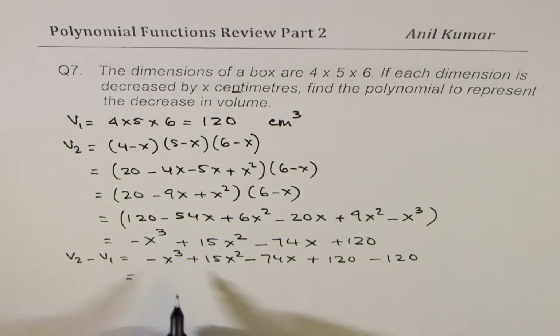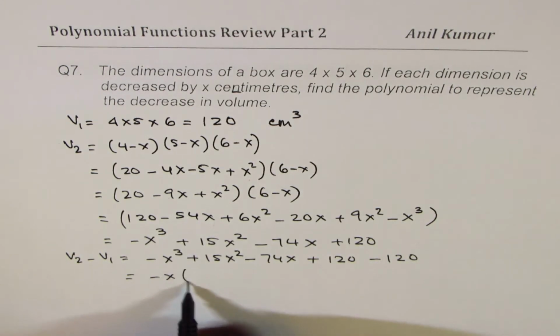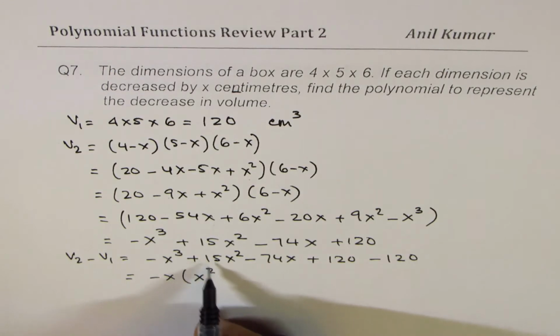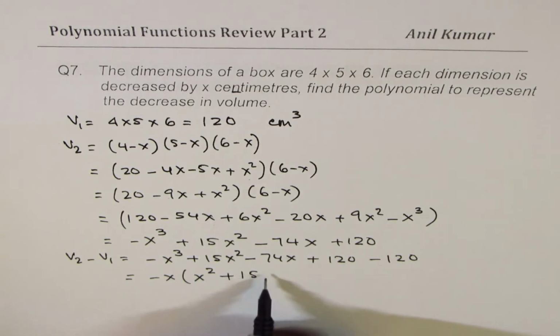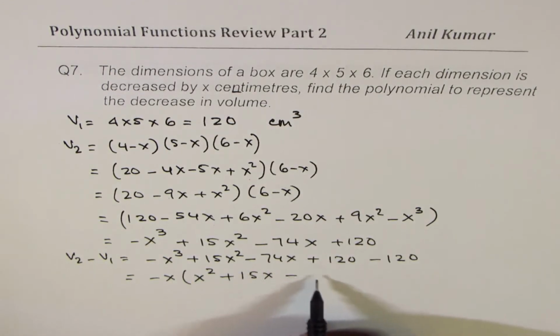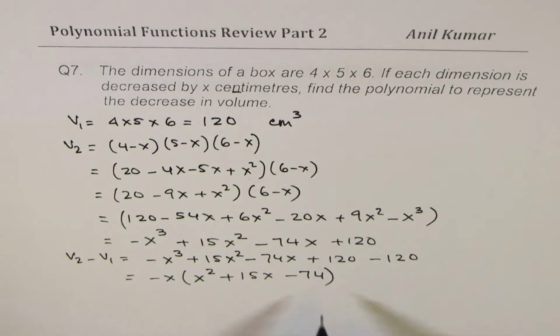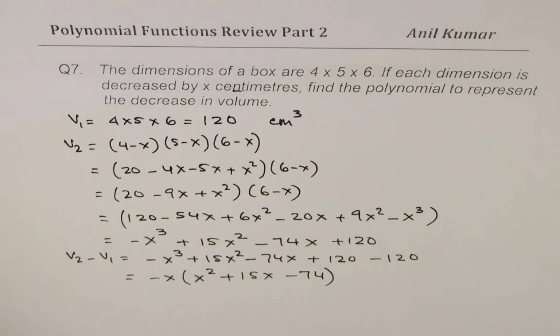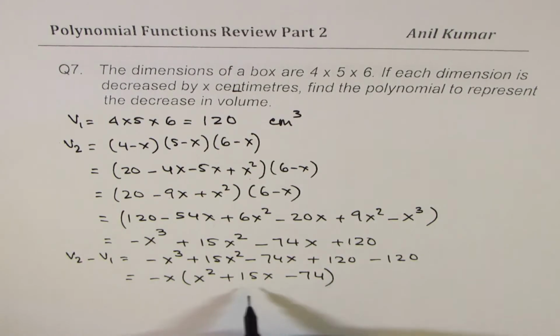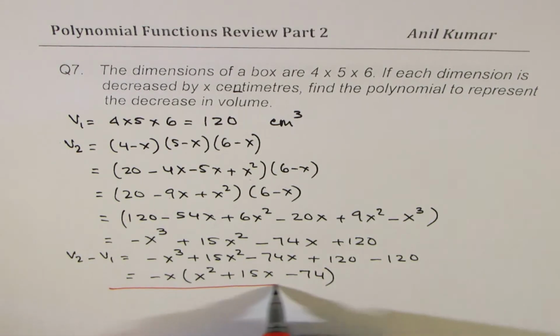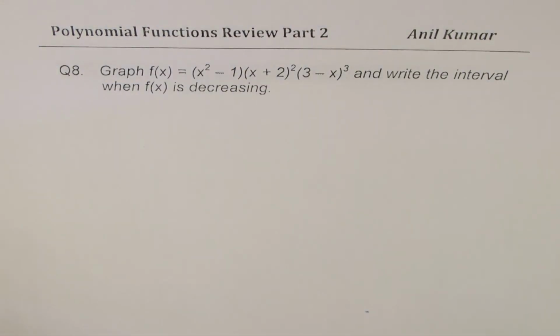So we are left with these three terms. We can take x as common. Let's take minus x common. We get x squared minus 15x plus 74 as the factored form. That's our final answer. So the polynomial which represents the difference is shown here. Okay, we are almost at the end.